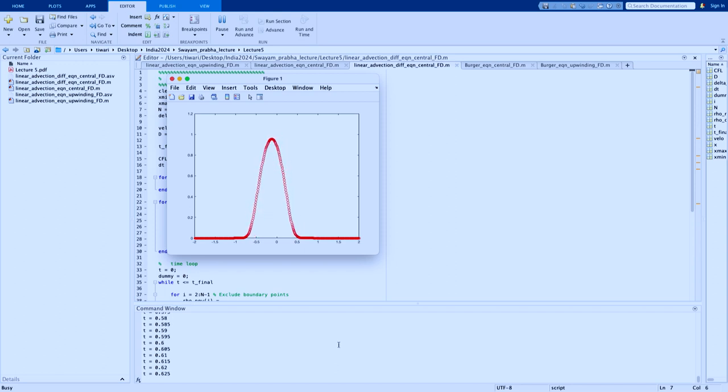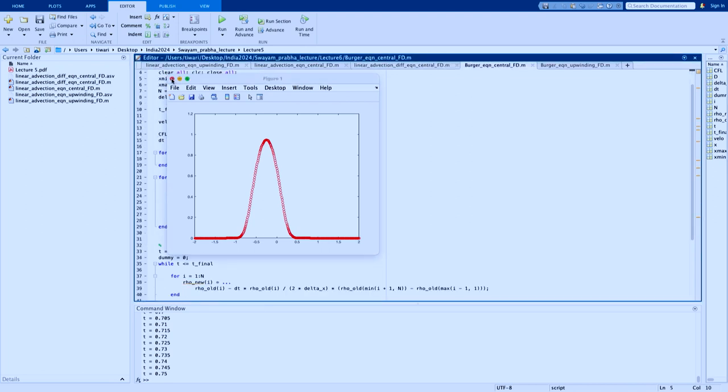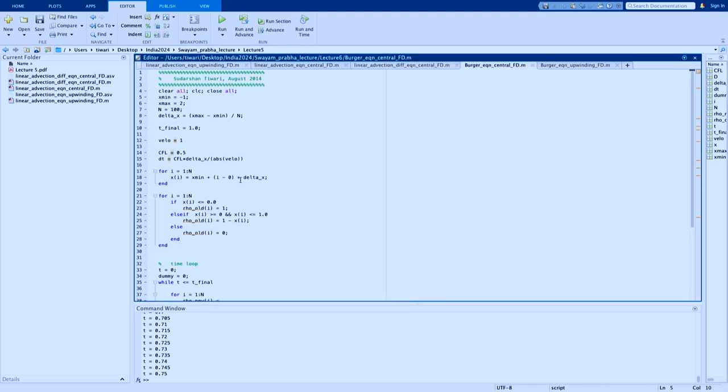So, we get a stable solution even for larger points, on both sides. And now let us come to the Burger equation. So, the Burger equation is what we have. I have taken a minimum value of minus 1 to plus 2, and I take the same n equal to 100. The CFL number is the same, but here our velocity is needed to define my CFL number.